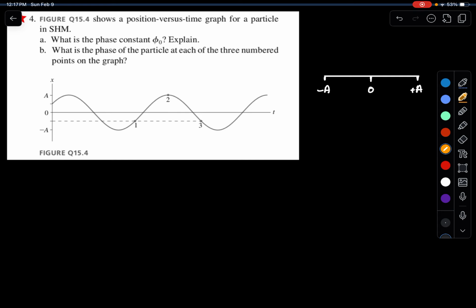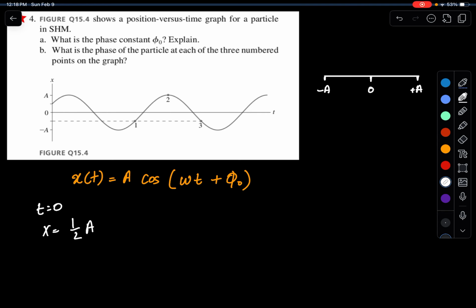SHM. This is the equation: x as a position of time equals amplitude times cosine of omega t plus phase constant. Let's gather a few data. We know that at time 0, x is at half of the amplitude.